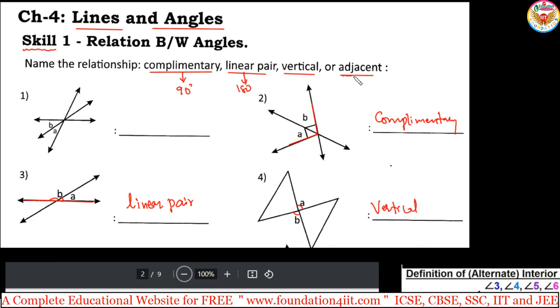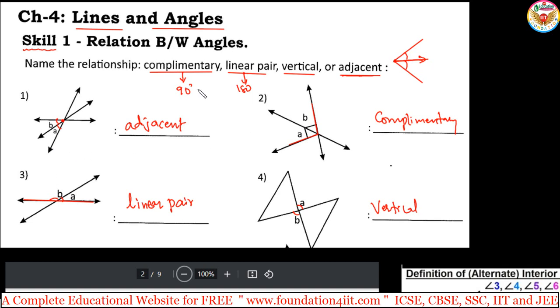Next, adjacent. Adjacent angles are two angles which have the same vertex. So angle B and angle A are adjacent angles. For example, if you draw like this, these two angles have the same vertex and one common ray for both. These are adjacent. Adjacent is just side by side, but it must have the same vertex for both angles.